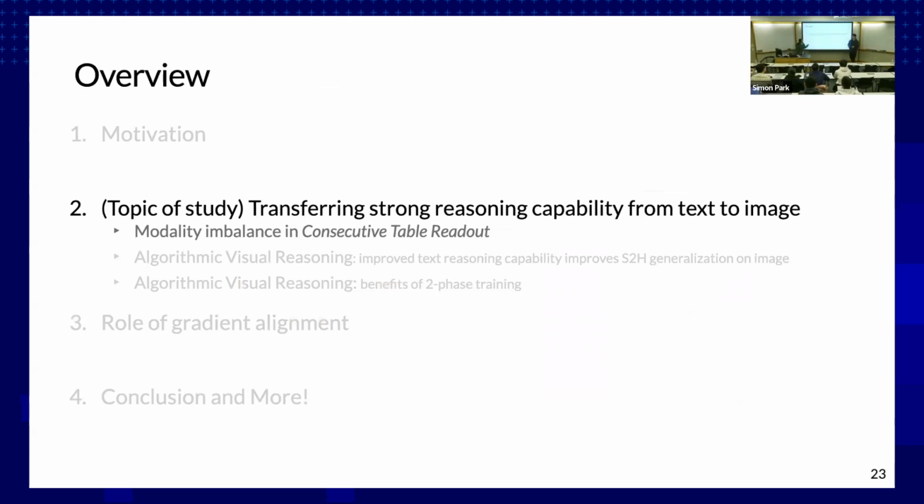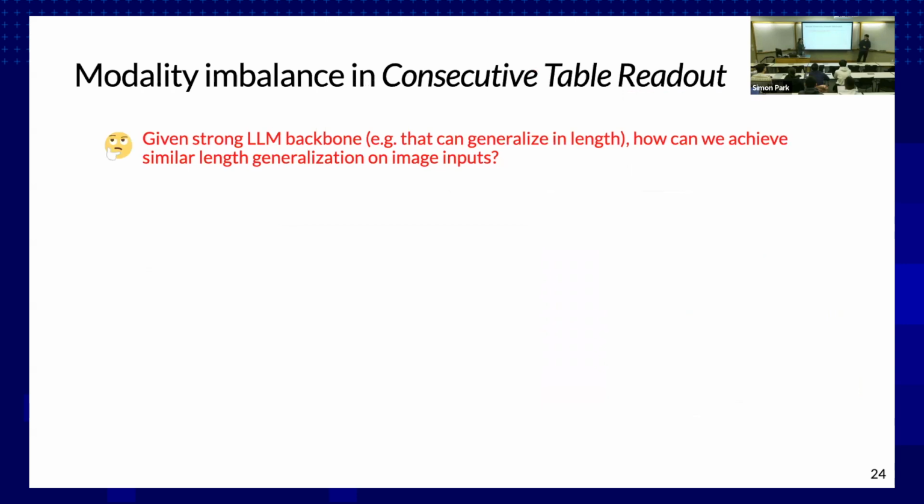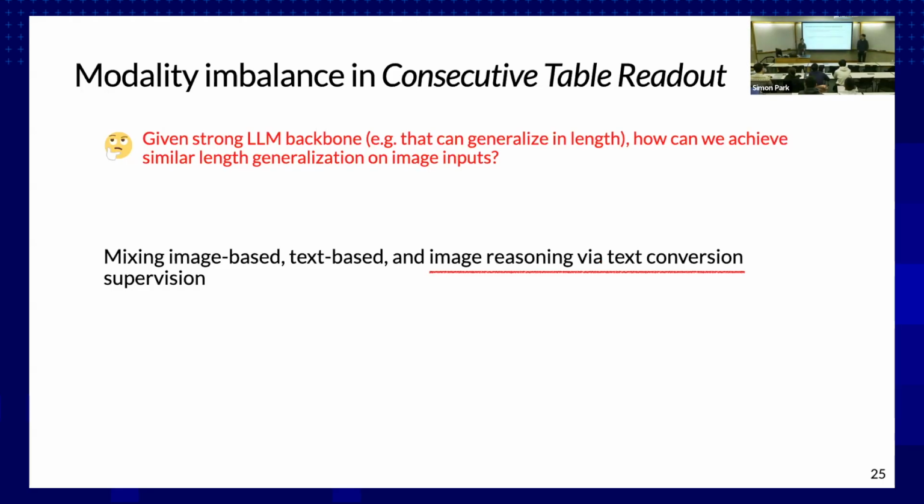Okay, so I'll present the main results today, which is how we transfer strong reasoning capabilities from text to the image modality. The motivating question is that, as we previously observed, VLMs perform relatively better on text inputs, so how can we achieve similar performance on image inputs? Our proposal is to train a model with a mix of image-based, text-based, and most importantly, image reasoning via text conversion supervision.